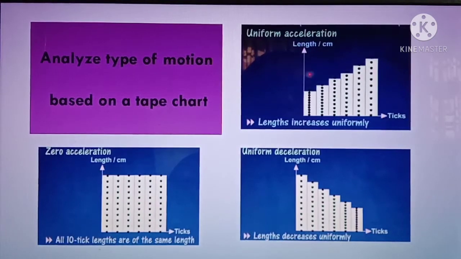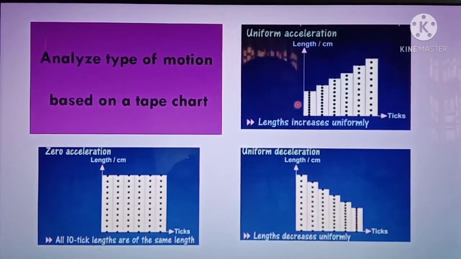Okay, based on the tape chart that is produced, we can also analyze the type of motion. We look at the first one here. Okay, when you cut out the 6 strips and paste them side by side, you can see all the strips are the same length. So in this kind of motion, all 10 ticks lengths are the same, meaning the distance between 2 dots is constant. So this one we call uniform velocity. When uniform velocity, the object does not accelerate, or we call it zero acceleration.